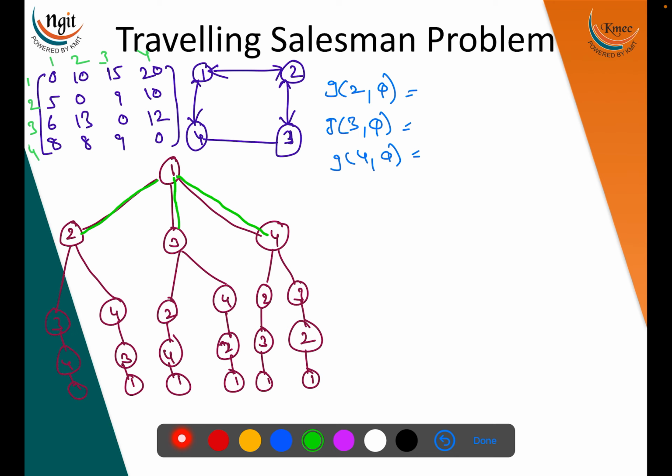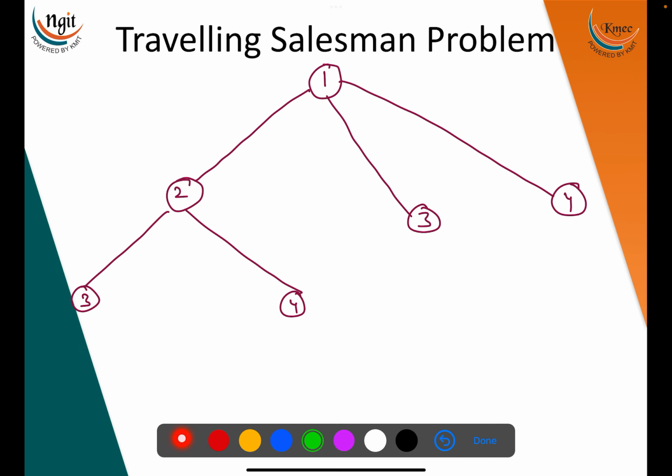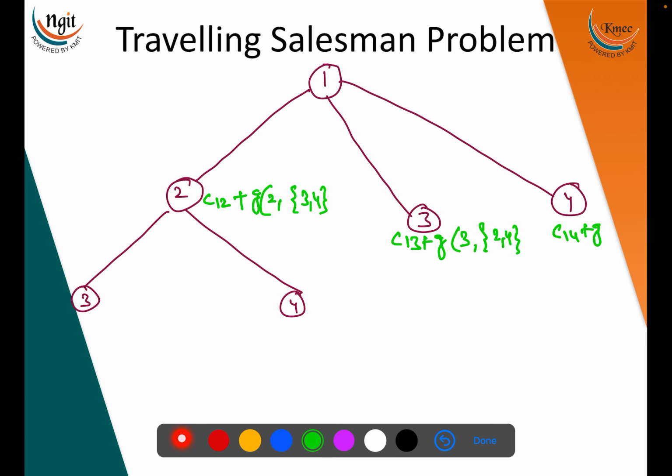So here at 2, what is the cost? The formula is C I K. I is 1, the start vertex is 1. 2 is the K value. So from the set, I took 2 as my K value. Now plus G of K comma, K is 2, comma, leftover vertices 3 comma 4. So this is what I have to write here. Now what is the formula over here? The same. C13 plus G of 3 comma 2 comma 4. The same here: C14 plus G of 4 comma 2 comma 3.